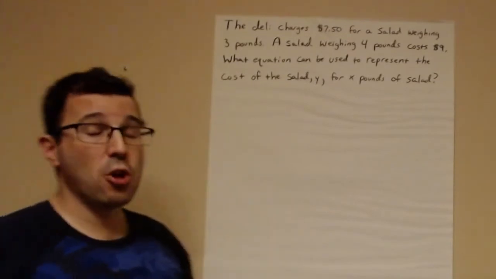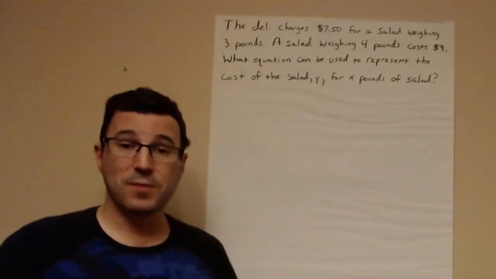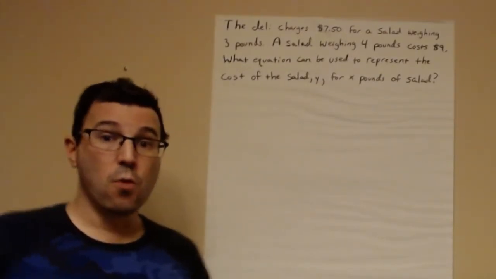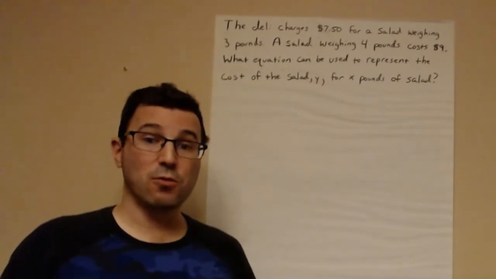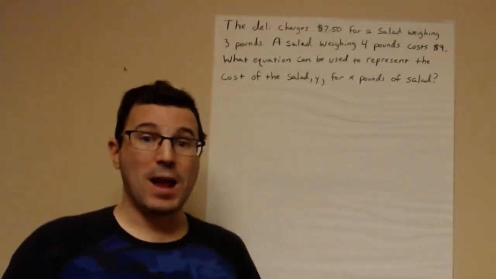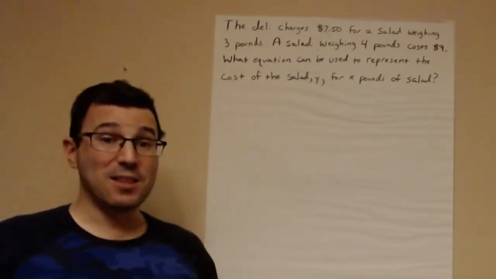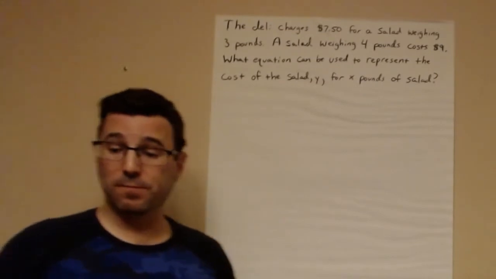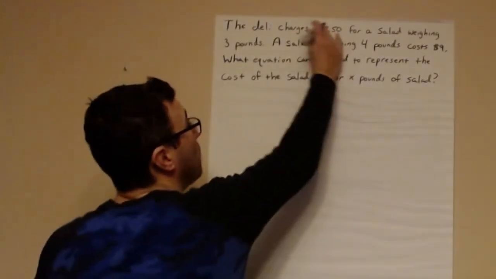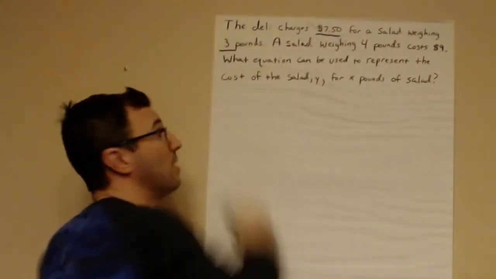The deli charges $7.50 for a salad weighing 3 pounds. A salad weighing 4 pounds costs $9. What equation can be used to represent the cost of the salad, y, for x pounds of salad? So, as I said, there are actually 2 points here. The first point is going to involve the $7.50 and the 3 pounds.